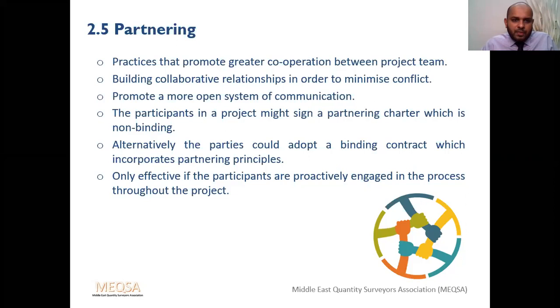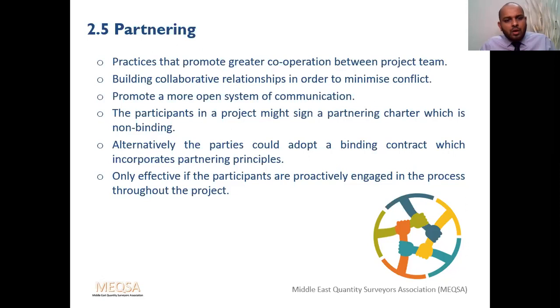The participants in a project might sign a partnering charter, which is non-binding, which means that in partnering, nobody will be put into a corner. There will be no harsh regulations or rules. You will be working in a very free environment.